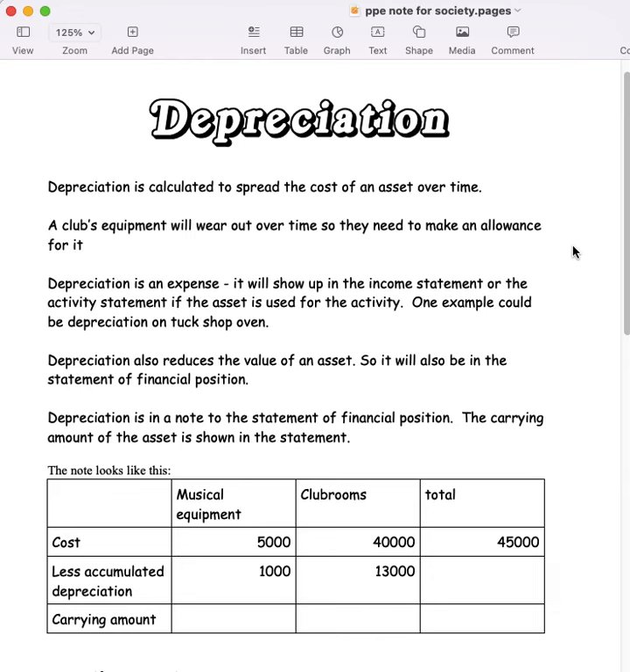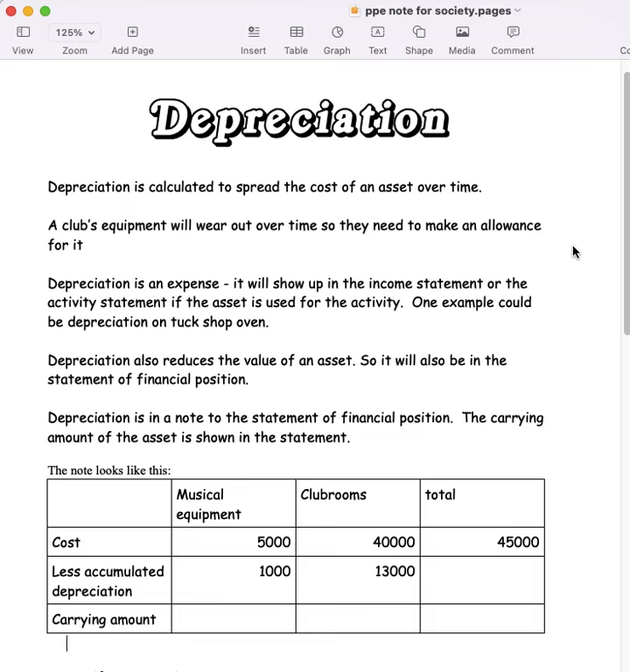We need to use it in clubs because they have equipment that will wear and tear, and they'll need to show the cost of using it over time. So depreciation is an expense. It goes on the income statement, or the activity statement if it is related to a specific activity that a club can do, such as if they run a tuck shop, then depreciation on the tuck shop oven would go in the activity statement. But usually depreciation on the club's assets, like wear and tear on a netball court, will usually go in the income statement.